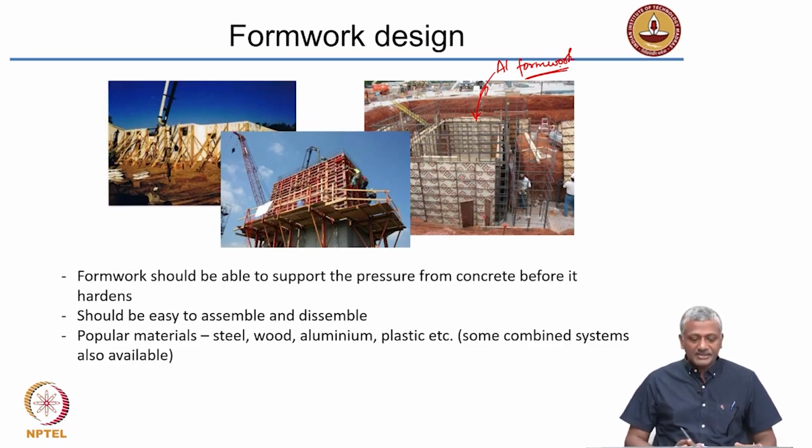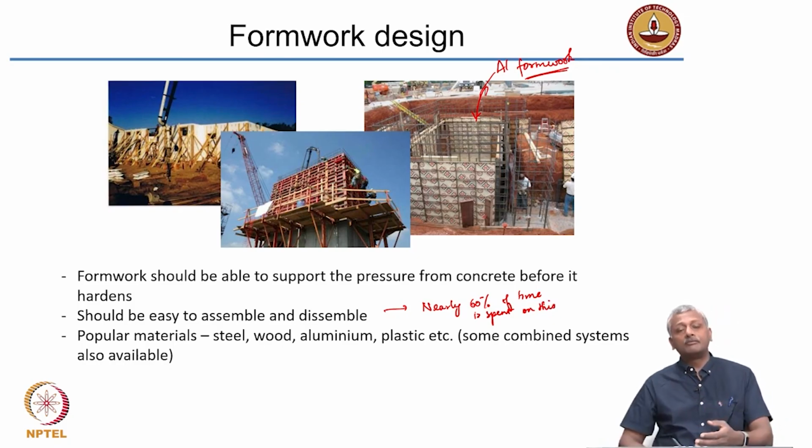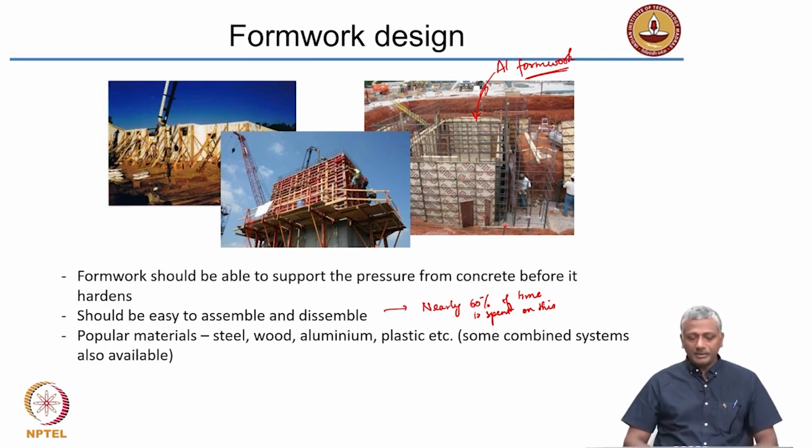Now the formwork has to be easy to assemble and disassemble, because if it is difficult, then you'll have a lot of time spent on the site. So in fact, nearly 60% of time is spent on this operation. That means assembling and disassembling formwork on a construction site takes up 60% of the time that you spend in construction. You can quite readily imagine what level of impact this formwork would have. So you need to choose formwork systems that are easy to assemble and disassemble.